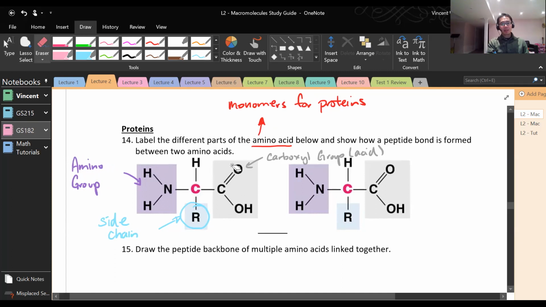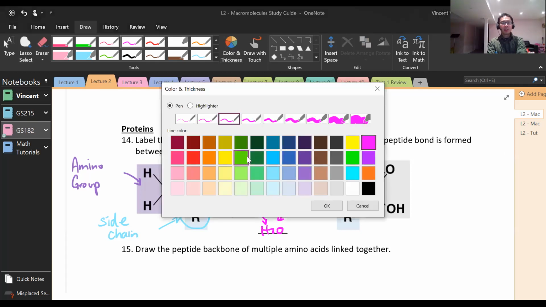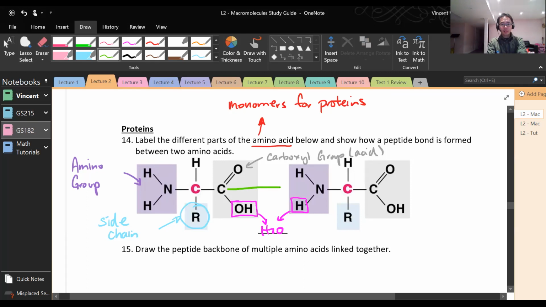So what we want to do is take one amino acid and connect it with another amino acid using dehydration synthesis. You should know by now what that means. Dehydration synthesis means I'm going to remove an OH from one side, and then remove an H from the other. So this comes out, H and OH makes H2O, and then you're able to form a new bond between the C and the N. This is called a peptide bond.